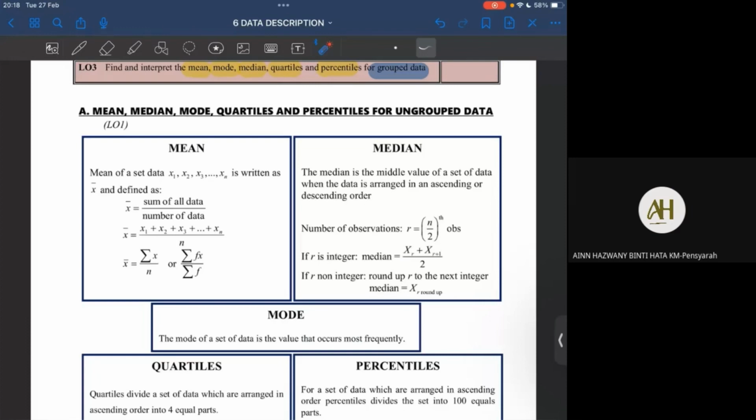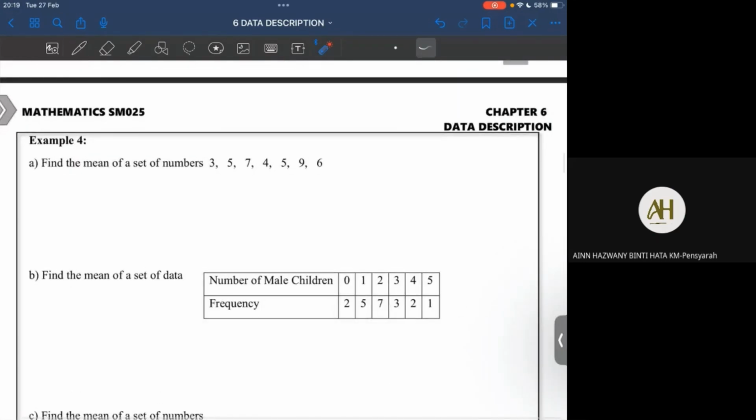So mean is a familiar thing. Since you have studied mathematics, you should know how to find your mean. Mean is the sum of all data divided by the number of data, or the number of data is the same thing as our total frequency. There are 2 formulas here. This is summation, which simply means add everything. This is the summation of fx, which we will look at later. So let's go straight to the example.